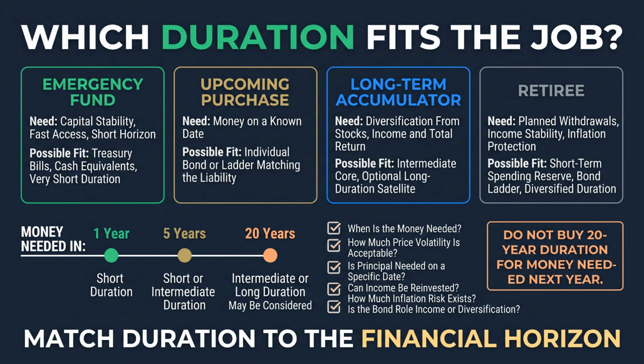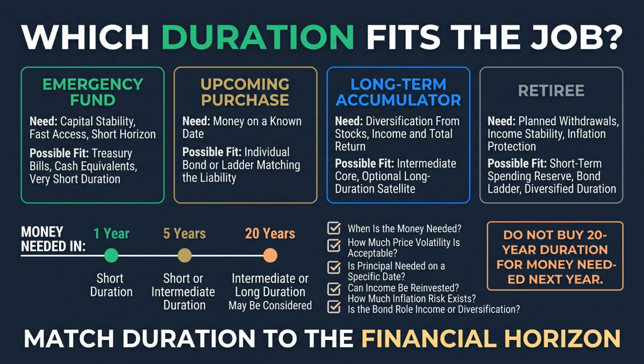A long-term accumulator may use bonds primarily to diversify stock risk and generate income. An intermediate core may provide a balanced starting point, while a smaller long-duration position can add sensitivity to falling yields. A retiree has several jobs for fixed income. Short bonds or cash may fund near-term withdrawals. A ladder may support spending over several years. Intermediate and long-duration bonds may provide income, diversification, and exposure to longer-term liabilities. Inflation-protected securities may also help preserve purchasing power.